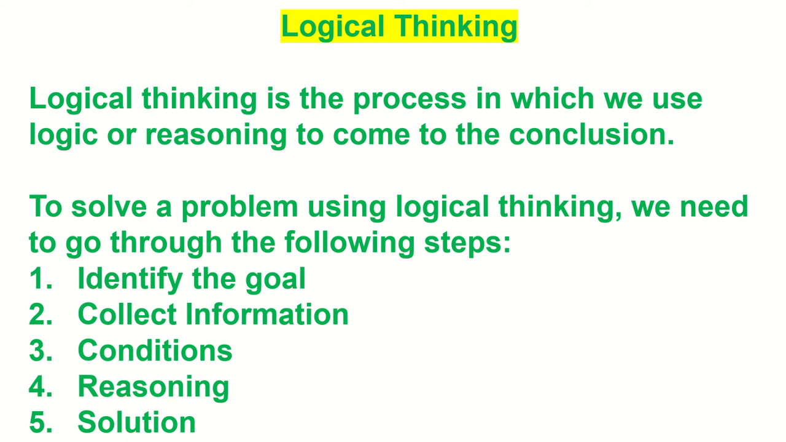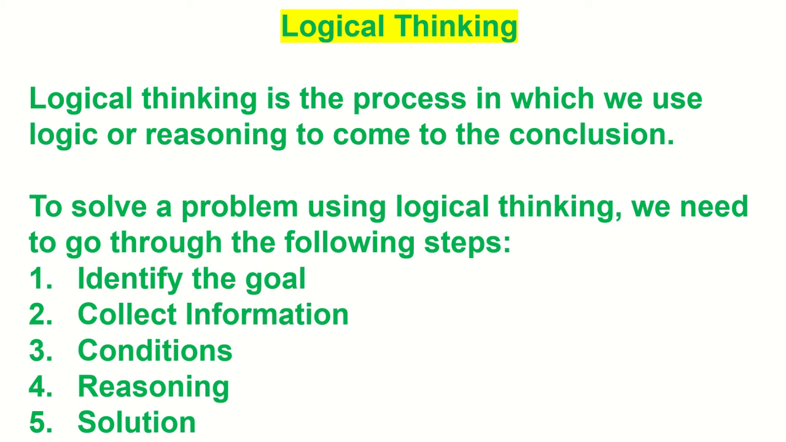So, to solve a problem using logical thinking, we need to go through the following steps. First step is identify the goal. Goal means what we need to find out from the problem. What is the problem? That is the goal. Second is collect the information. Information means after reading the problem, what we have learned from that. That is the information.